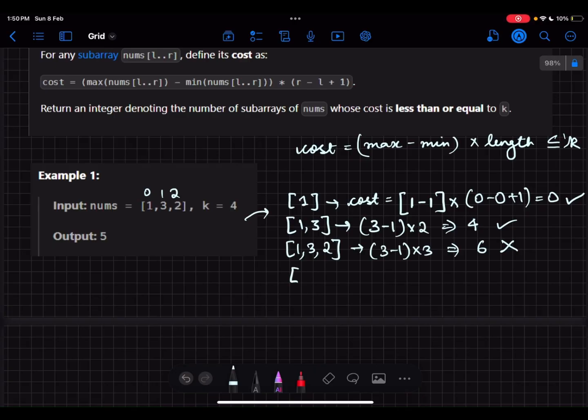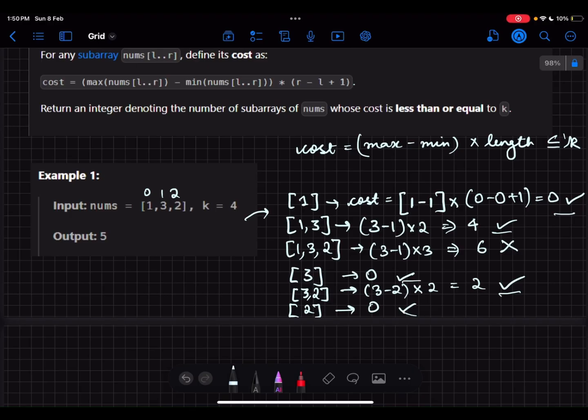We move on to the next element, 3. The cost calculated here is 0, which is valid. Next would be 3, 2. The cost calculated here is 3 minus 2 into the length 2, which comes out to be 2, again a valid subarray. And the last possible option is just 2, and the cost comes out to be 0, a valid one. So we have 1, 2, 3, 4 and 5. Hence our output is 5.